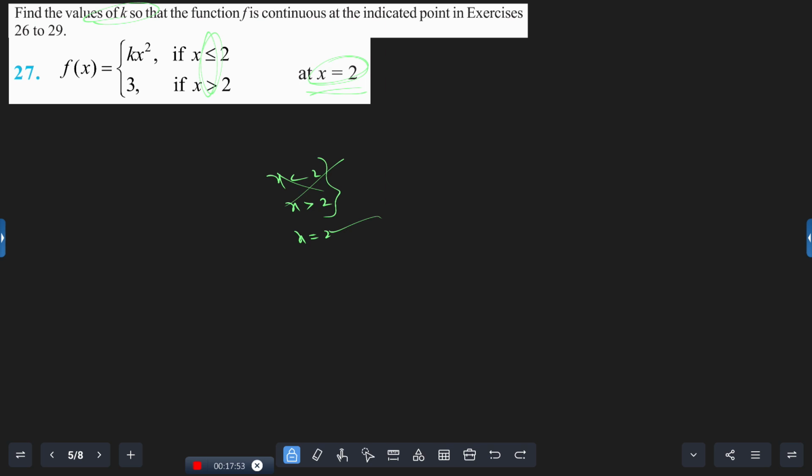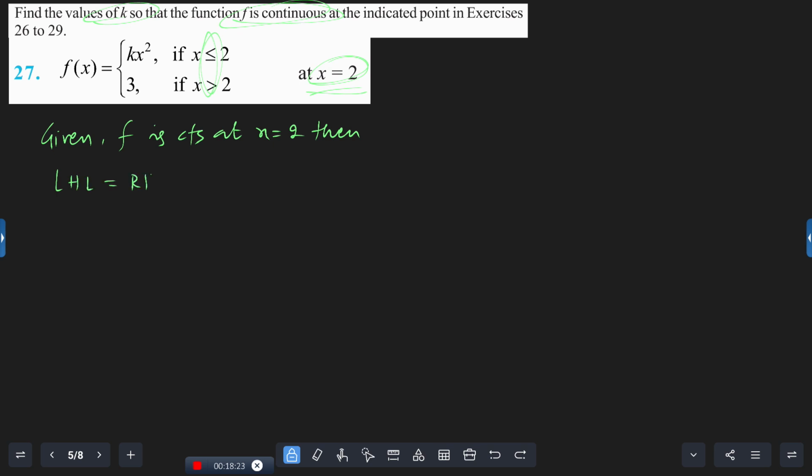At x equal to 2, when an interval is given, what will you do? Left hand limit, right hand limit and function value, all the 3 are equal when f is continuous. Do you remember, children? They said in the question, we have to find k, but f is continuous at x equal to 2. So what is given? F is continuous at x equal to 2. Then left hand limit, right hand limit and function value, where the function value is at x equal to 2. All the 3 will be equal.